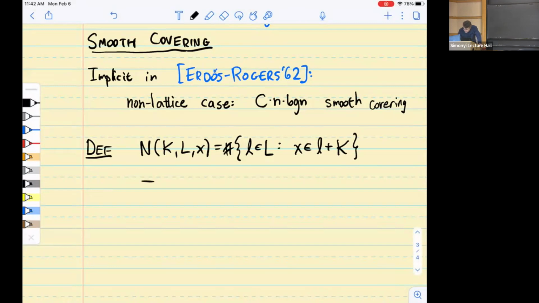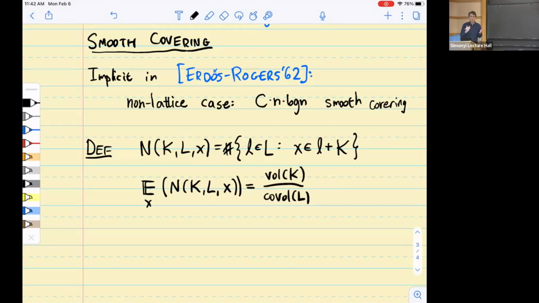And as I was saying, let me point out, I've been saying this multiple times, but let me write it out finally. The expectation, if I take a random X in space or in a torus, a typical point, the average would be the volume of K divided by the co-volume of L. This is just by Fubini or something. This should be intuitively clear, just the volume of the body divided by the co-volume of L. Let's give it a name, N K. That's the average, what you expect given the volume. And we want to be close everywhere.